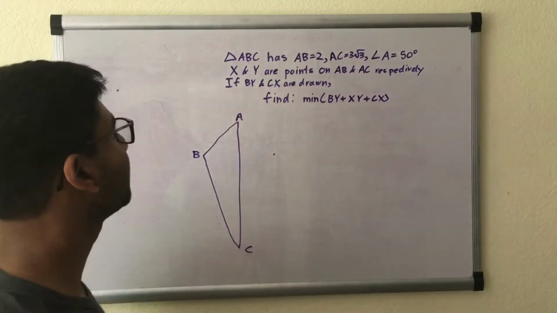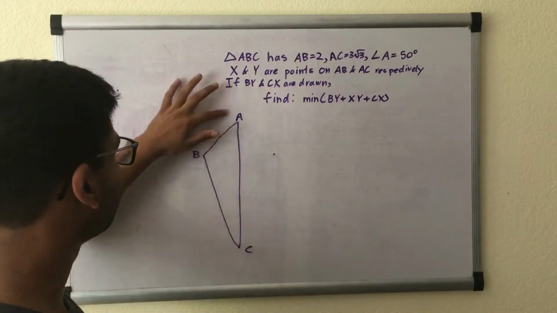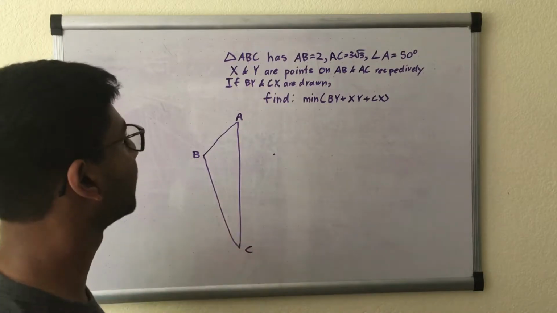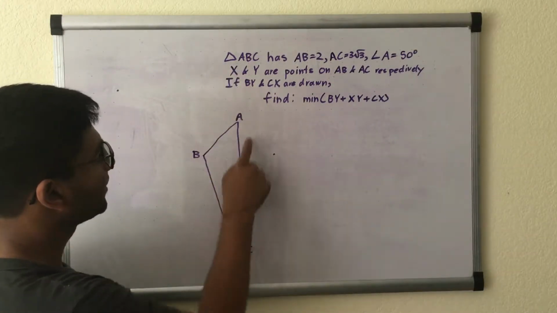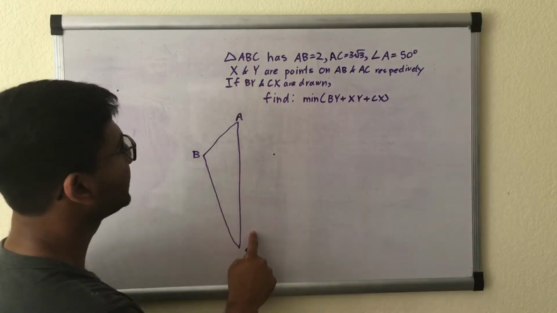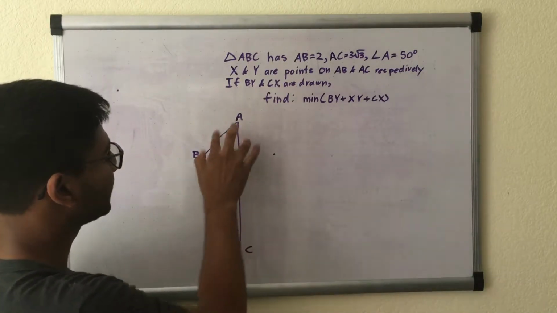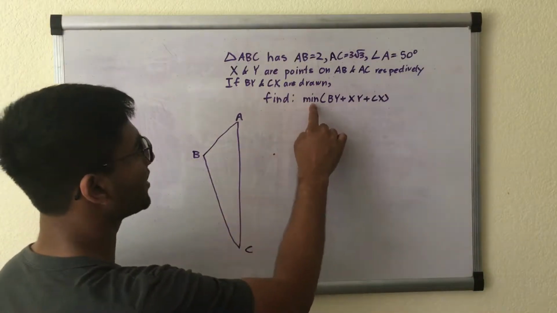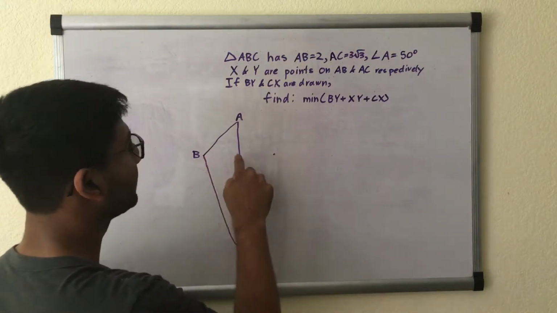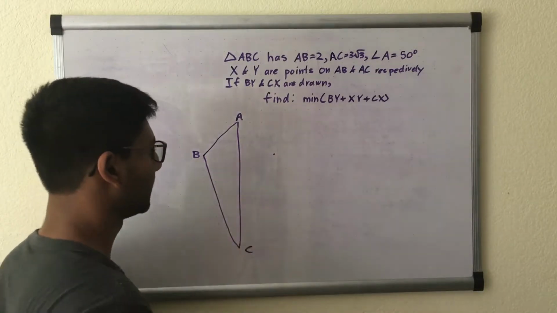Hey guys, so today we have our triangle ABC, where AB is 2, AC is 3 root 3, and angle A is 50 degrees. We know X is going to be somewhere on AB, Y is going to be somewhere on AC, and we have to position X and Y somewhere on these two sides such that we can get the minimum possible value of the sum BY plus XY plus CX.